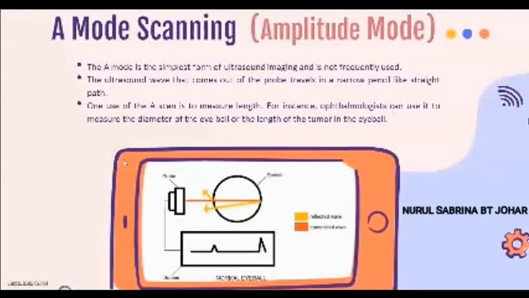Okay, so next is ultrasound mode scanning, where we have A mode scanning and also B mode scanning. The A mode is the simplest form of ultrasound imaging and is not frequently used. The ultrasound wave that comes out of the probe travels in a narrow, pencil-like straight path, and one use of the A scan is to measure length.